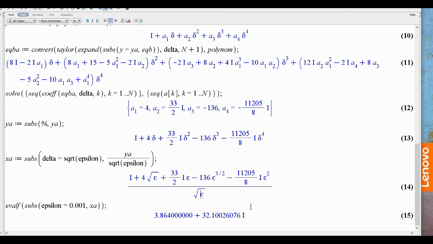So this is the first introduction to perturbation methods. We will continue in later lectures.